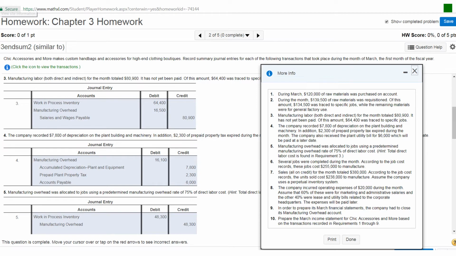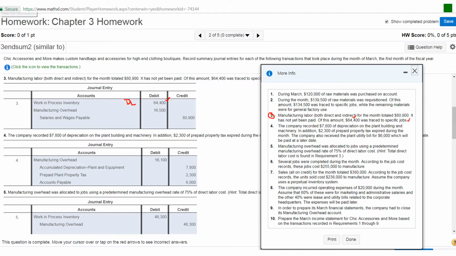Okay, so this is going to be transactions number 3 and 4. And notice on transaction number 3, I'm just going to read over here because we can read the whole thing. It says, manufacturing labor, both direct and indirect, for the month total $80,900. It has not yet been paid, and says of this amount, 64.4 was traced to specific jobs. That means that's direct labor. So once again, anything direct goes to work in process. So the 64,400, there's your direct labor, gets debited to work in process.